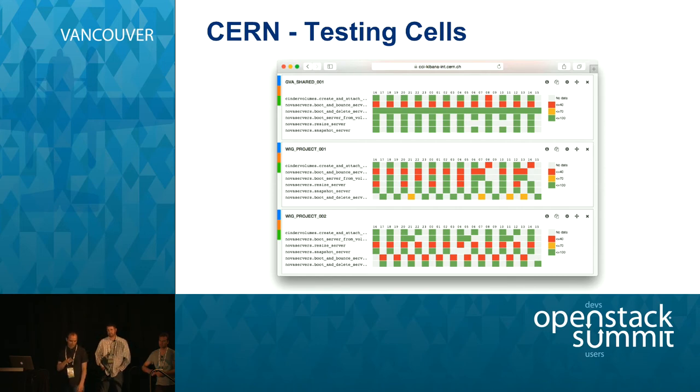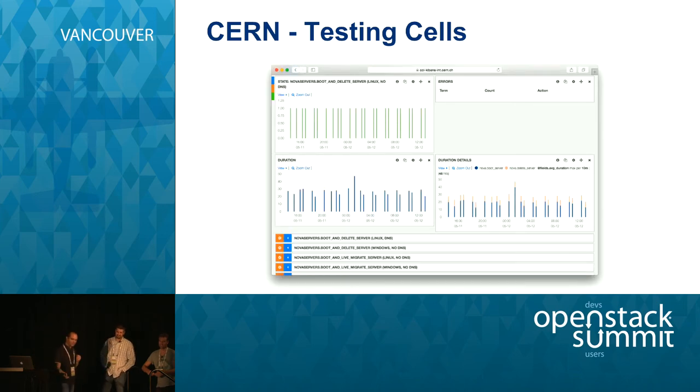We can see that in this example we have three cells and different scenarios. We can immediately identify in the IT map which is running and which is failing. And you see that we have this per hour, something that the Rally UI at the moment doesn't provide us. Well, CERN Cloud doesn't look as bad as it looks here, okay?